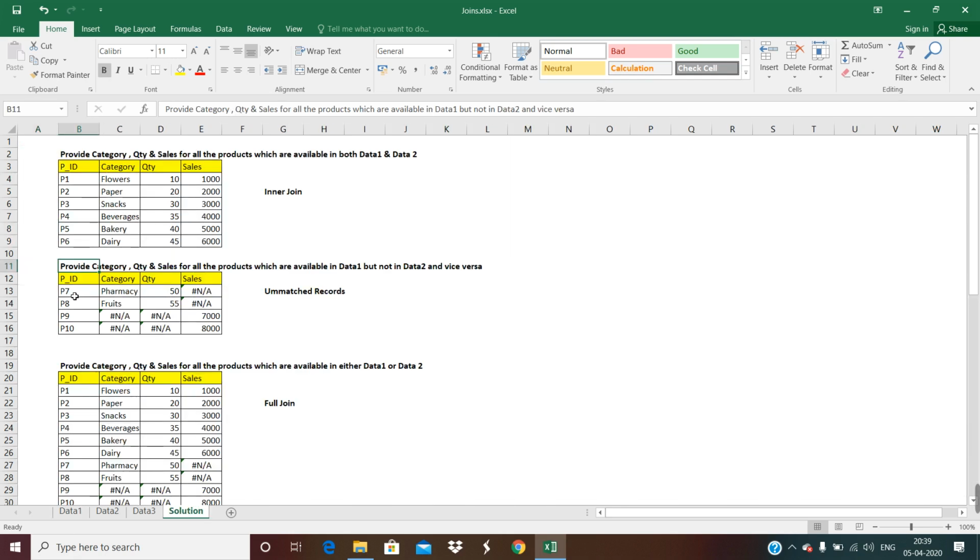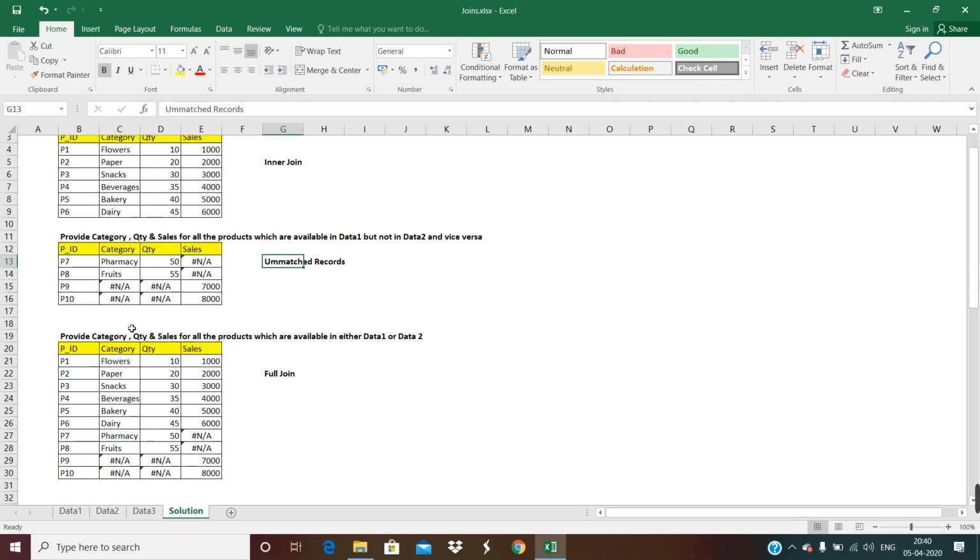So this type of solution, wherein we are only trying to figure out those products which are not common in both the data sets, is, in a way, the inverse output of this inner join, which is P7, P8, P9, P10. It is called unmatched records. We are trying to figure out those product IDs which are not common in both the data sets.